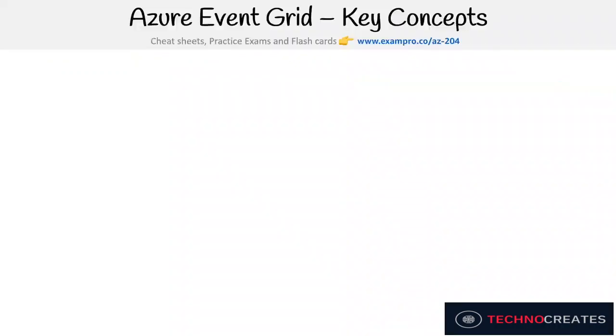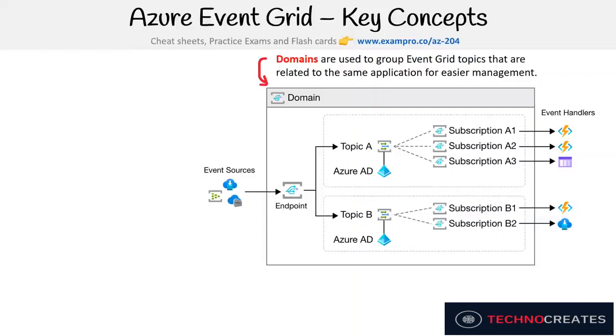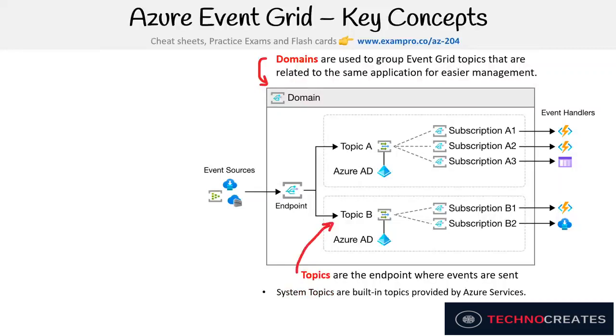Let's take a look at the key concepts for Azure Event Grid. Here we have this fancy diagram. At the top, we have domains. These are used to group Event Grid topics that are related to the same application for easier management. Then you have topics. These are the endpoints where events are sent. There are different types of topics. We have system topics, which are built-in topics provided by Azure services. This is the most common kind you are going to be using, because they're super easy to use.